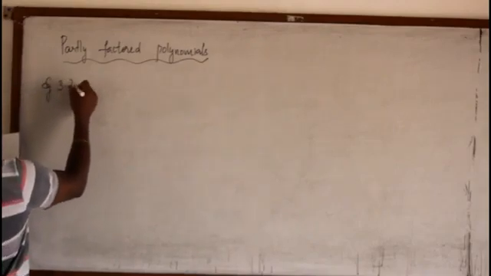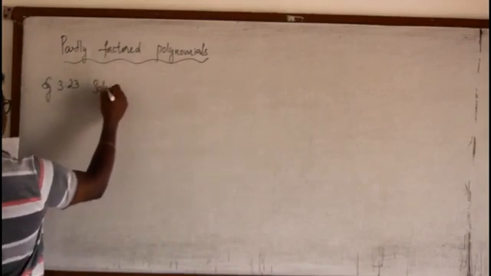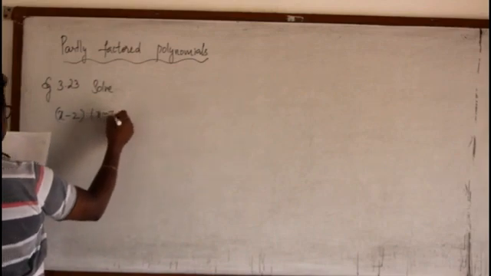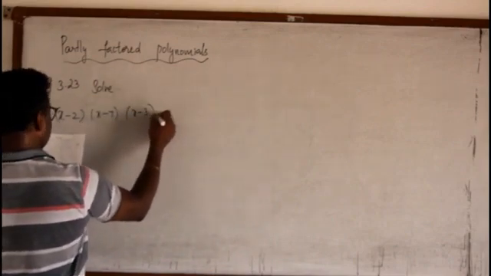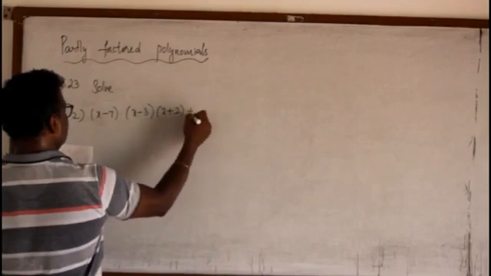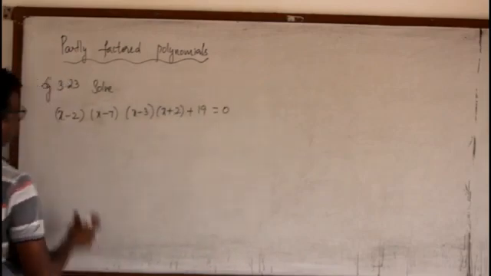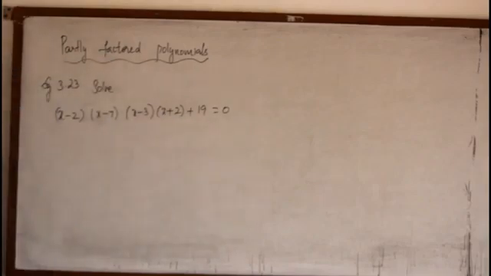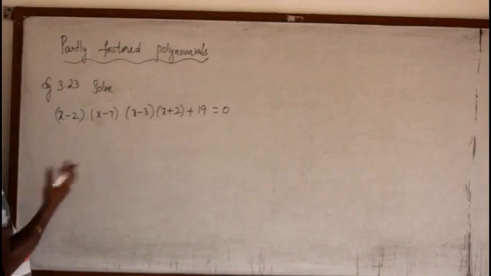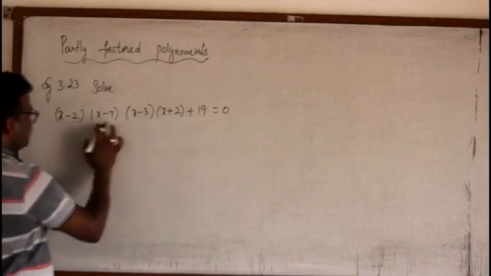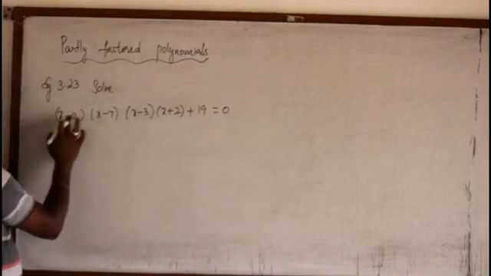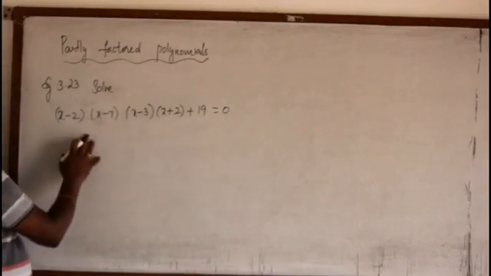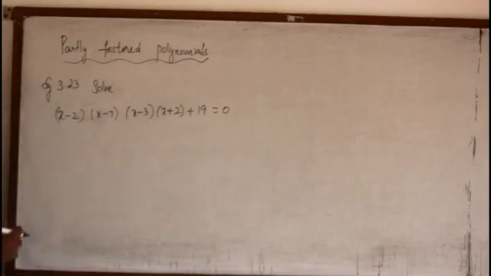Example 3.23. Solve (x minus 2)(x minus 7)(x minus 3)(x plus 2) plus 19 equal to 0. See, all are already partly factored, but even then I have to solve. Before solving, we must keep in mind that when I multiply all these products, I will get x power 4 as the highest term. So here I have to find 4 values for this x.